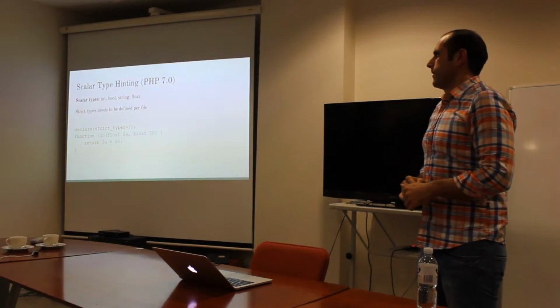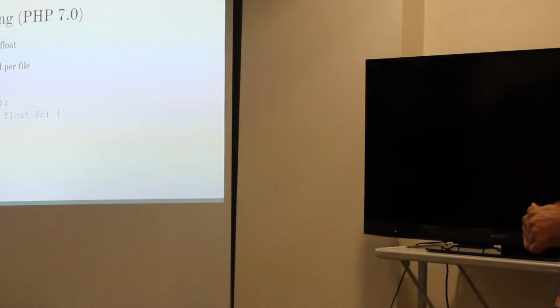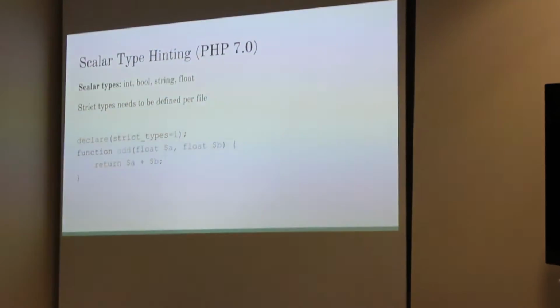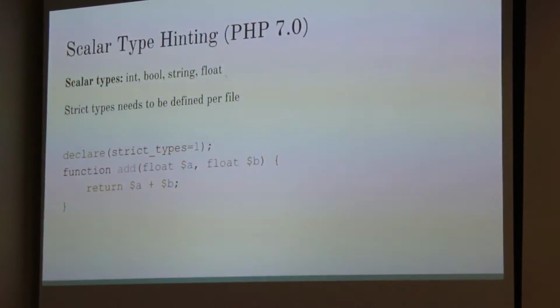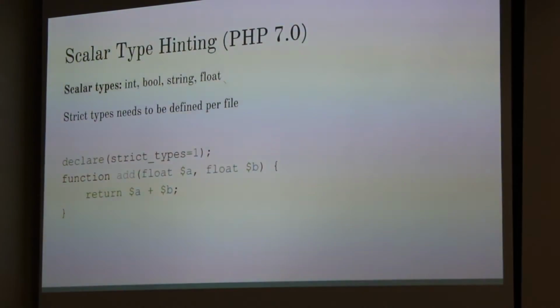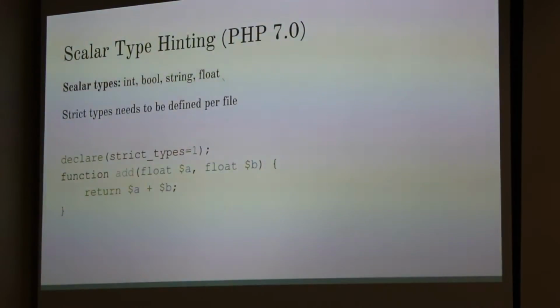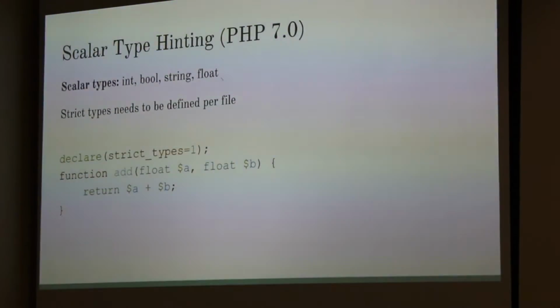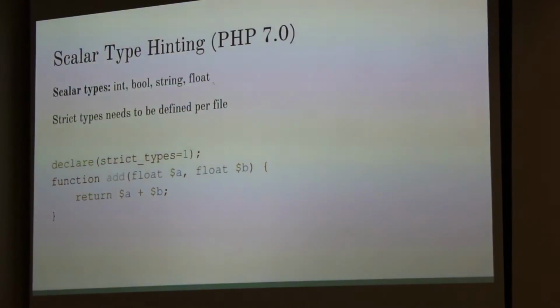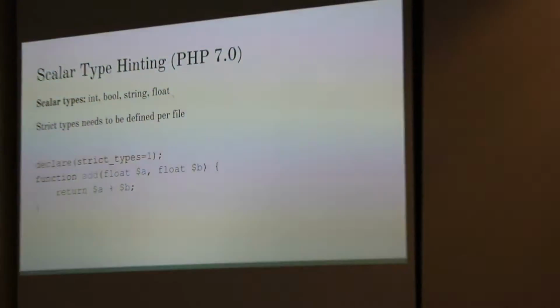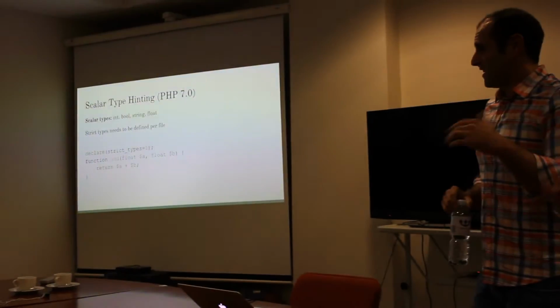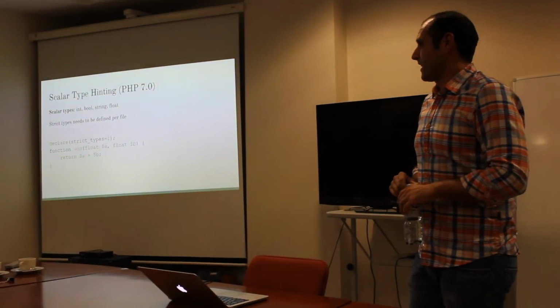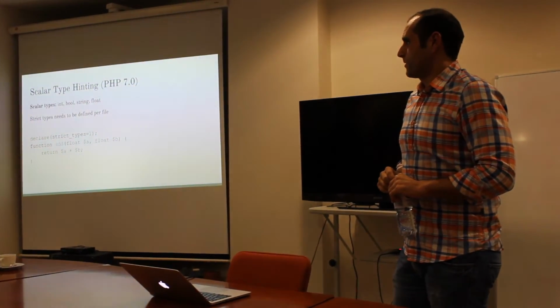I guess this is the most important: scalar type hinting. Scalar types are the simple data types: integers, booleans, strings, and floats. In order to use the full power of it, we need to define it. You need to do it on a per-file basis. So the first thing in the file should be the declare statement, declare strict types equals 1.